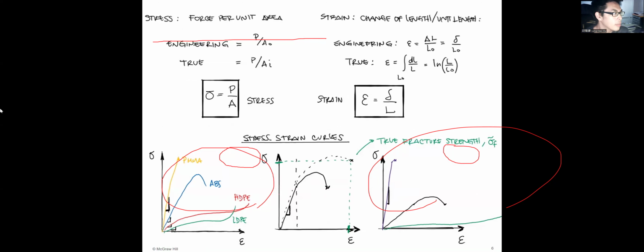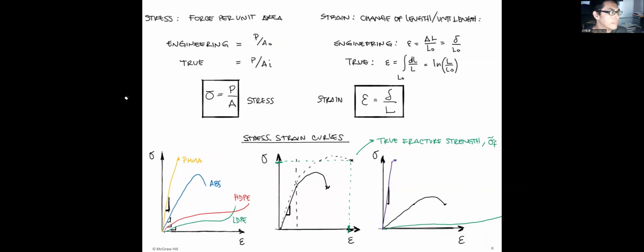Let's look at this. First, let's define what stress is. I think it's quite easy. Stress is defined as the force per unit area, and strain is the change of length per unit length. Engineering stress equals the force or load divided by the original area, or the original cross section.